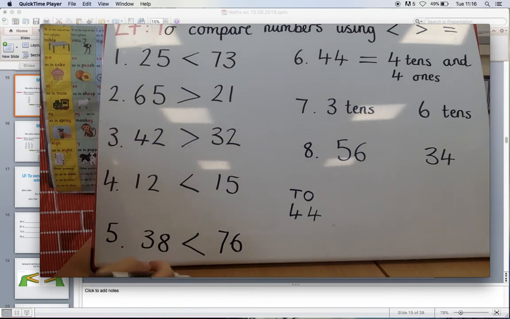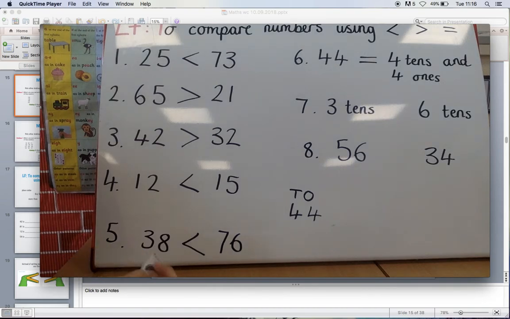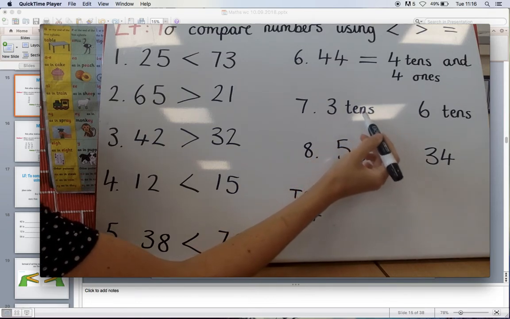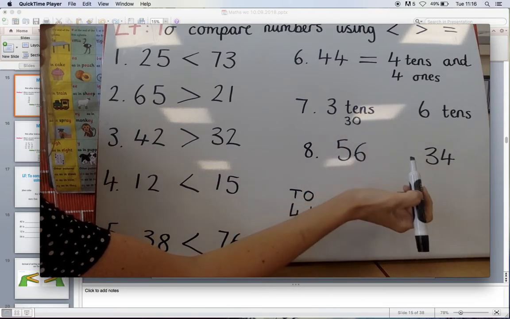So we use our equal sign. For number 7, we've got 3 tens and 6 tens. Again, you need to figure out what they are. So 3 tens, if you count in your tens, 10, 20, 30. I'm going to put that there to remind me.